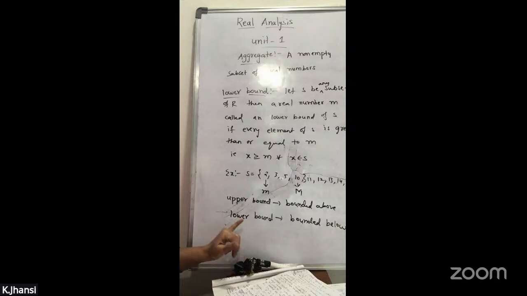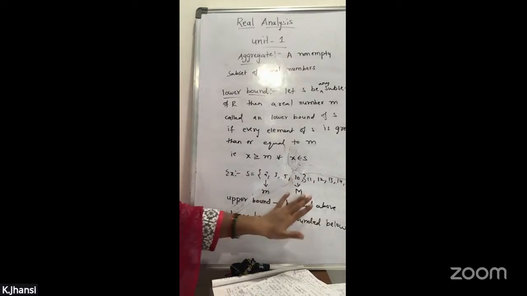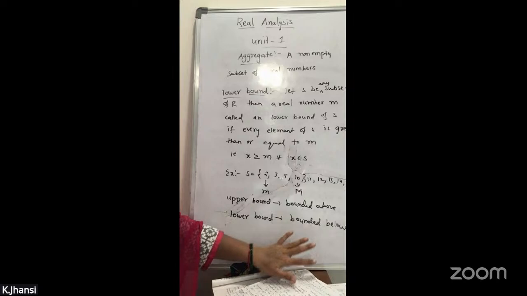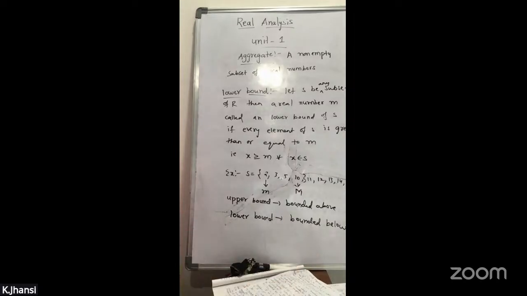The definition of a bounded set is a set that is bounded above and also bounded below. If it is not bounded above and not bounded below, or else one is bounded and the other is not, we call it an unbounded set. You have the definition in your textbook, you can see there.